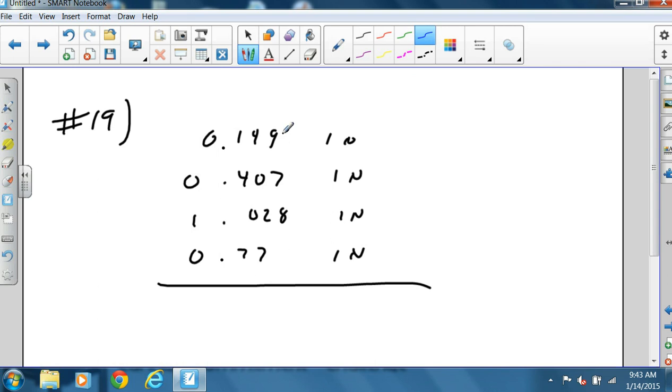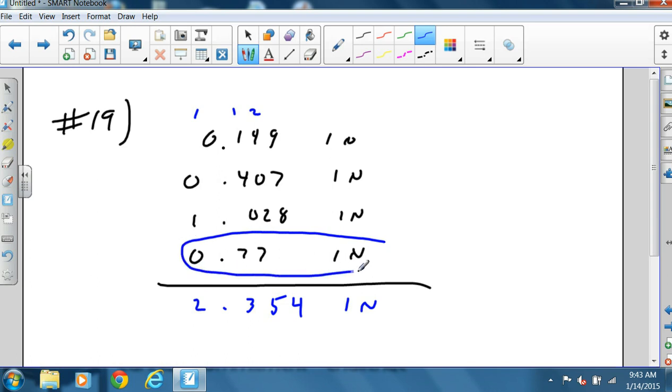Okay, what do we got here? 9 and 10. So that's a 4, 2 to carry. And this is an 8 and a 7, so that's 5, 1 to carry. And so that's a 3, 1 to carry, 2 inches. But we have to round to the least precise, so our answer is going to be 5.35 inches.